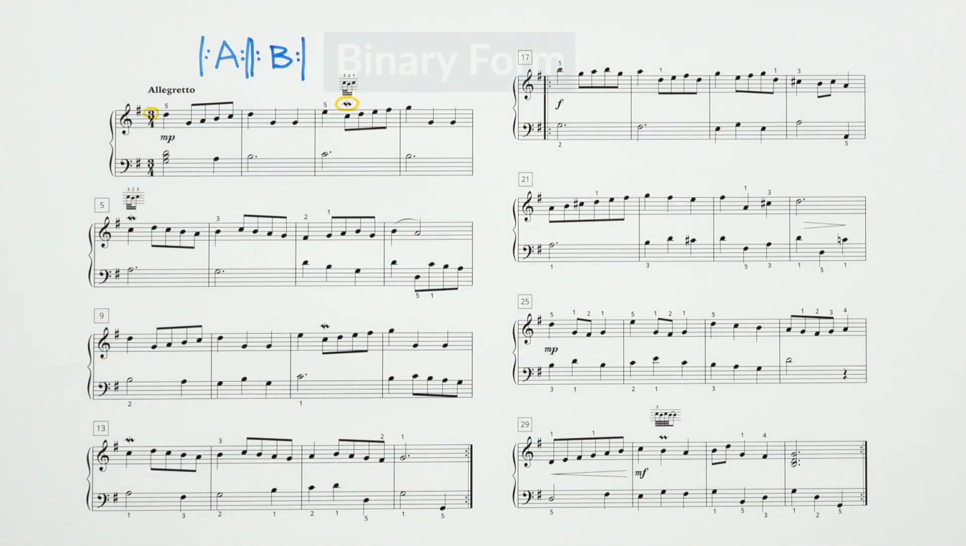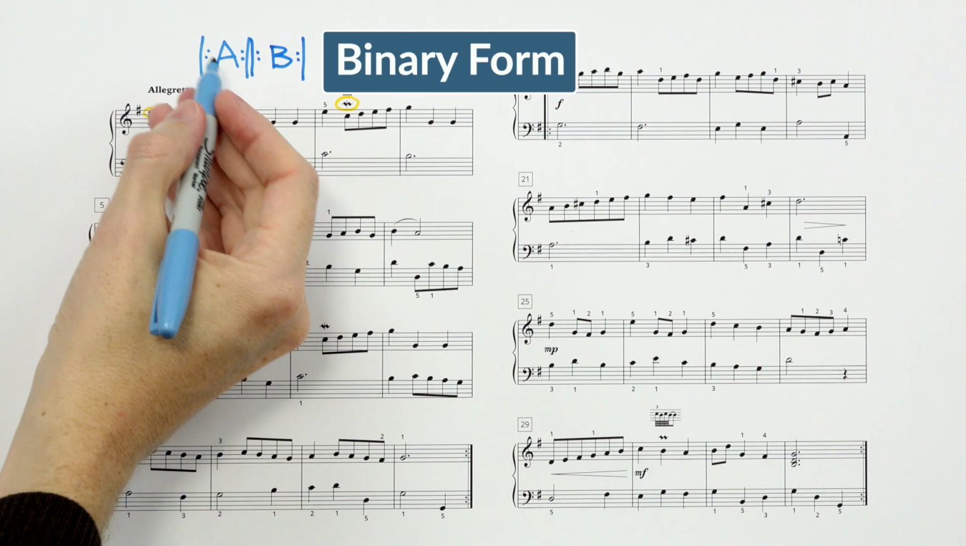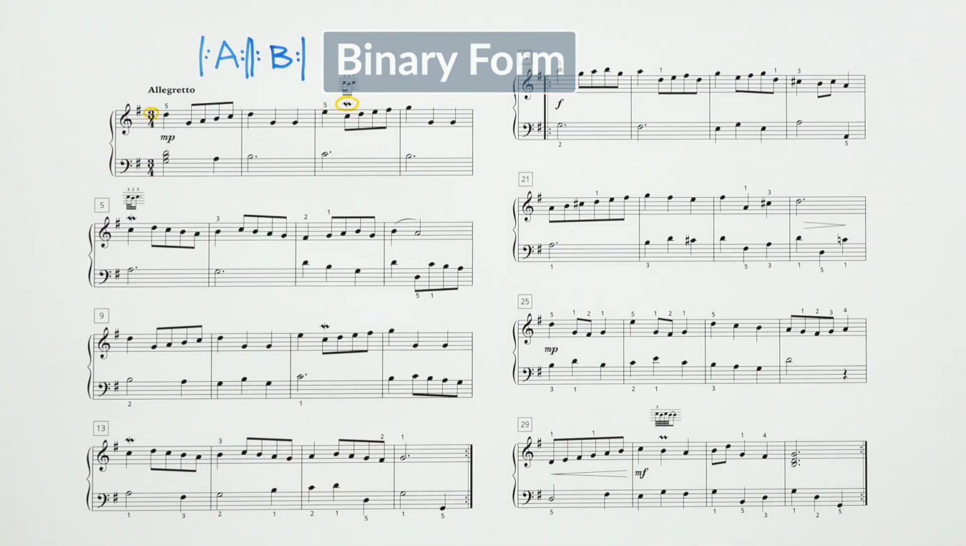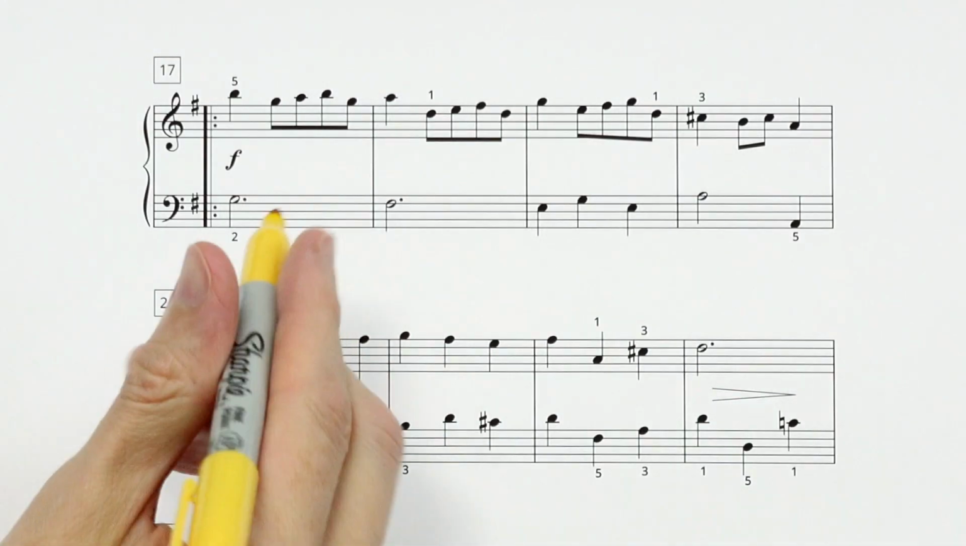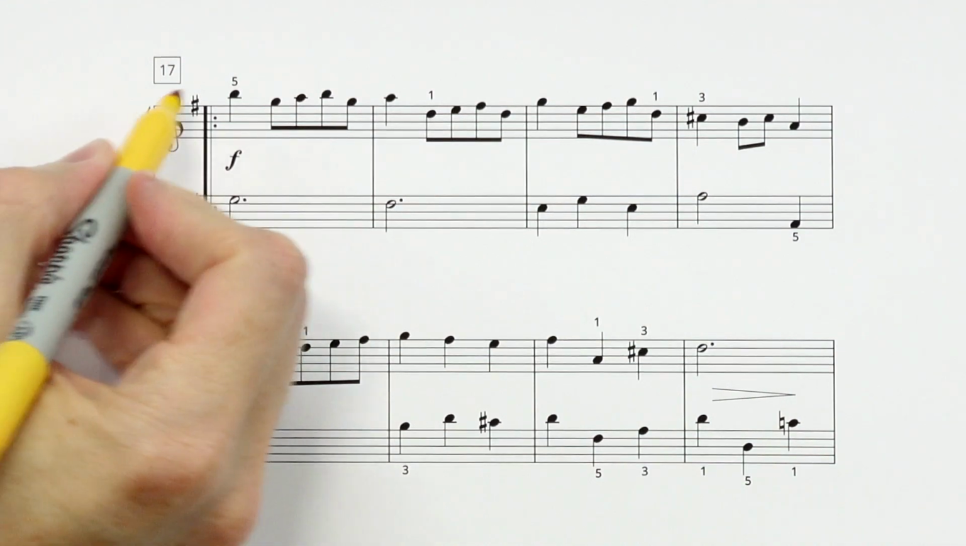This is called binary form. An A section that repeats, then a B section that repeats. All right, so let's check out the B section. Today we're working on the right-hand part.